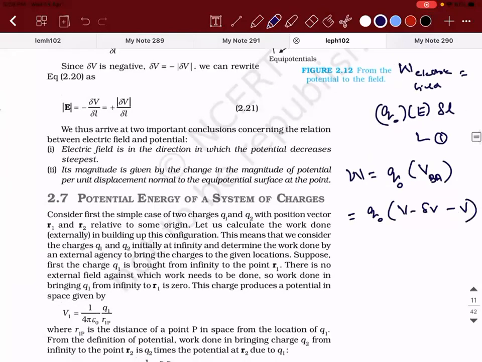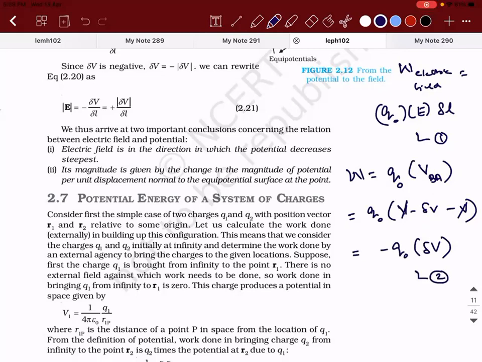Did you understand this step? Why is it V minus delta V? Because the potential of any point on the second surface B is V minus delta V, and on the first surface it is V. So cancel both. What are you going to get? Minus Q naught into delta V. Let me call this equation number 2.